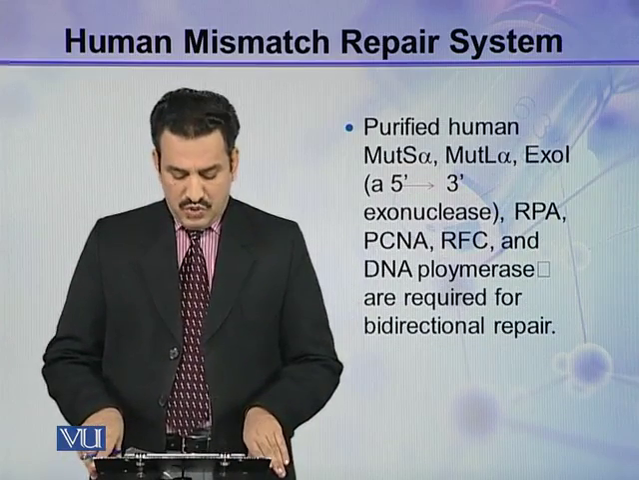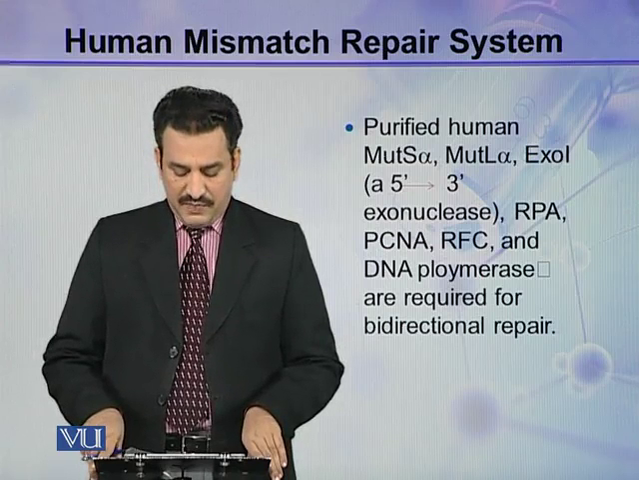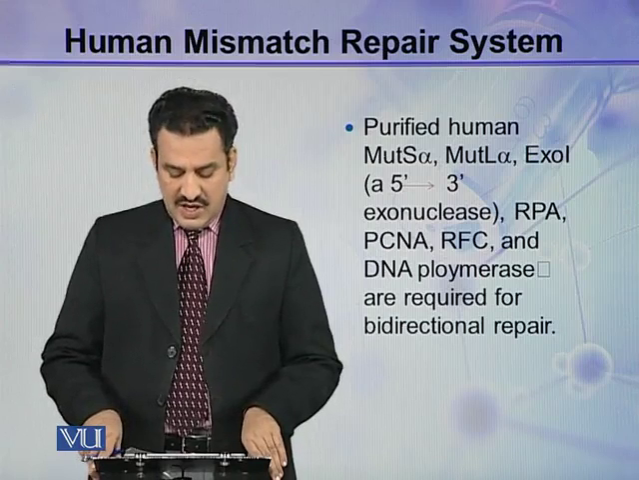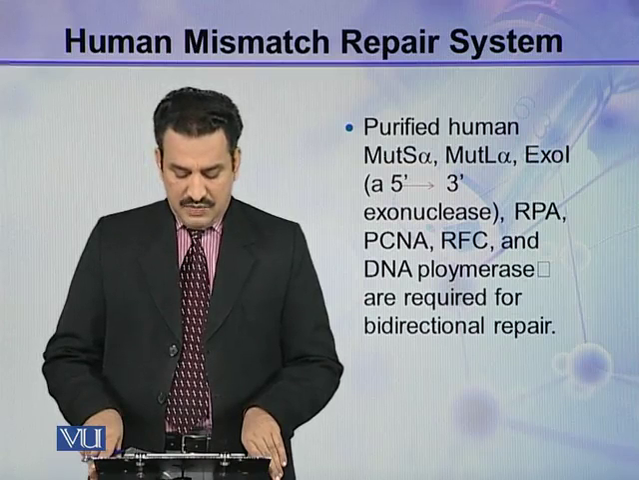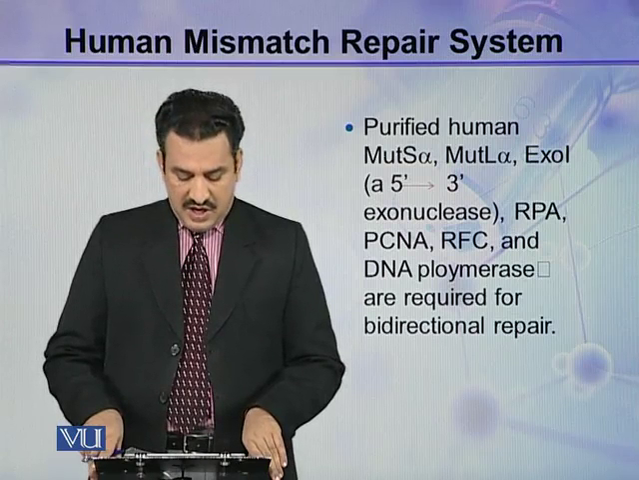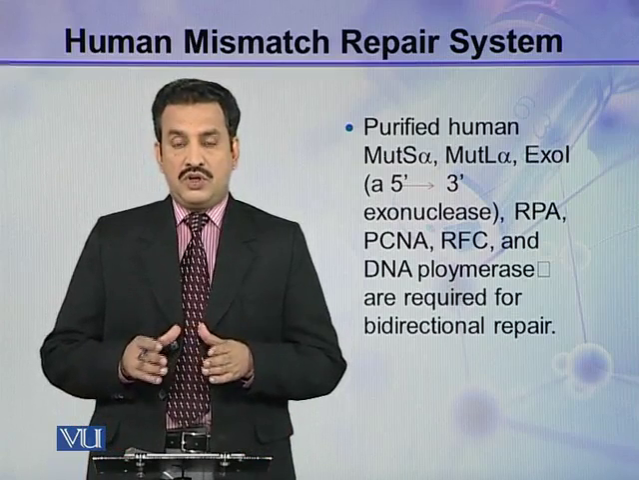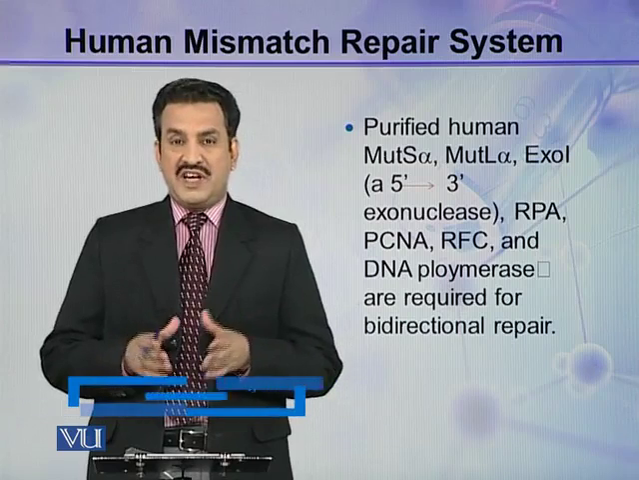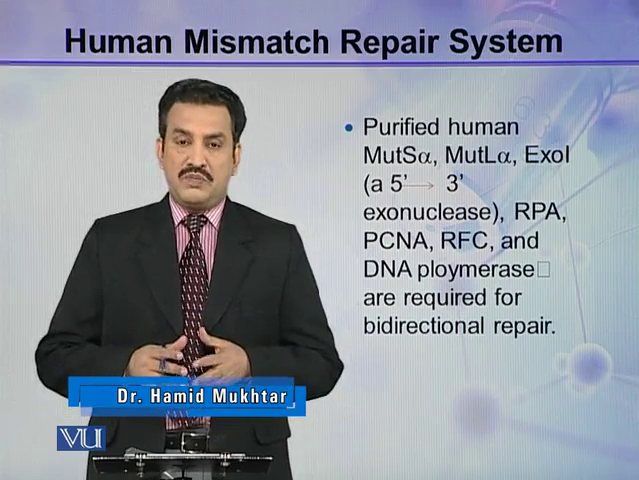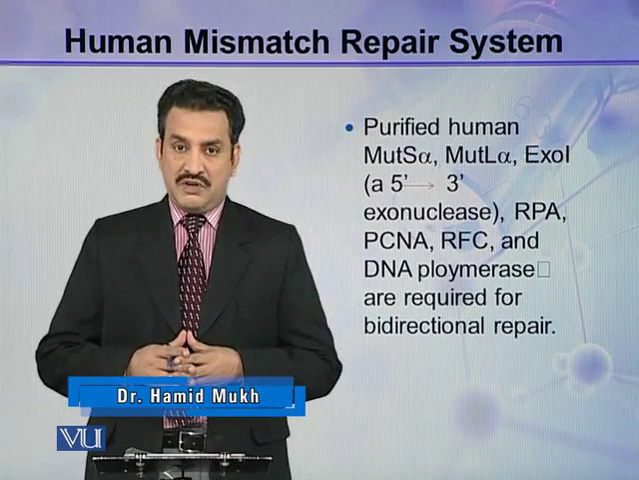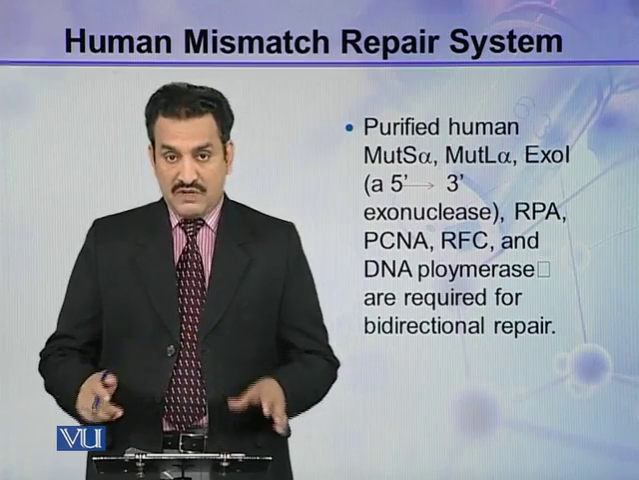Purified human MutS alpha, MutL alpha, Exo 1. Exo 1 is a 5' to 3' exonuclease. RPA, PCNA, RFC, and DNA polymerase delta are required for bidirectional repair. So you see a lot of enzymes and protein factors are required in human beings for this mismatch repair, and these include some enzymes as well as some protein factors.